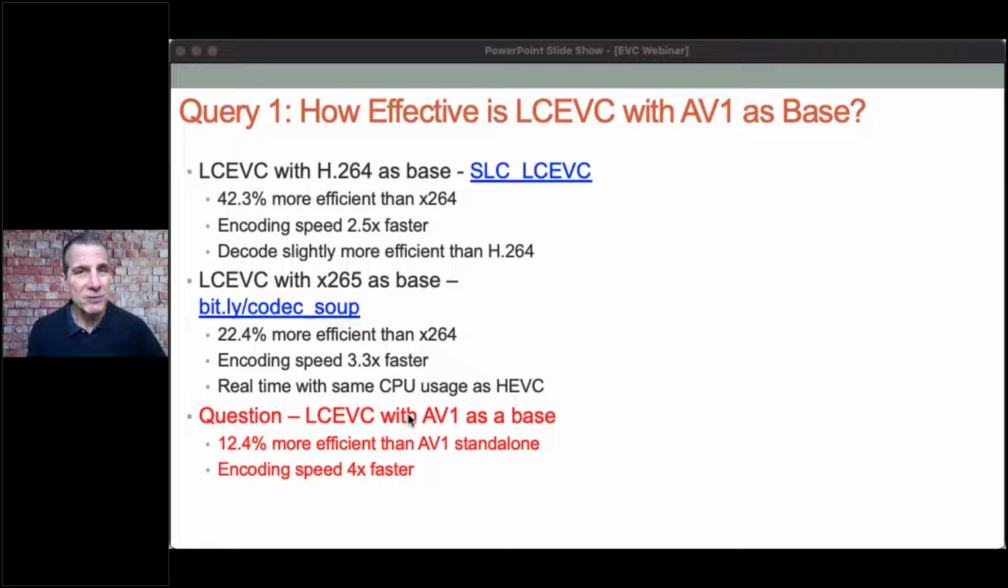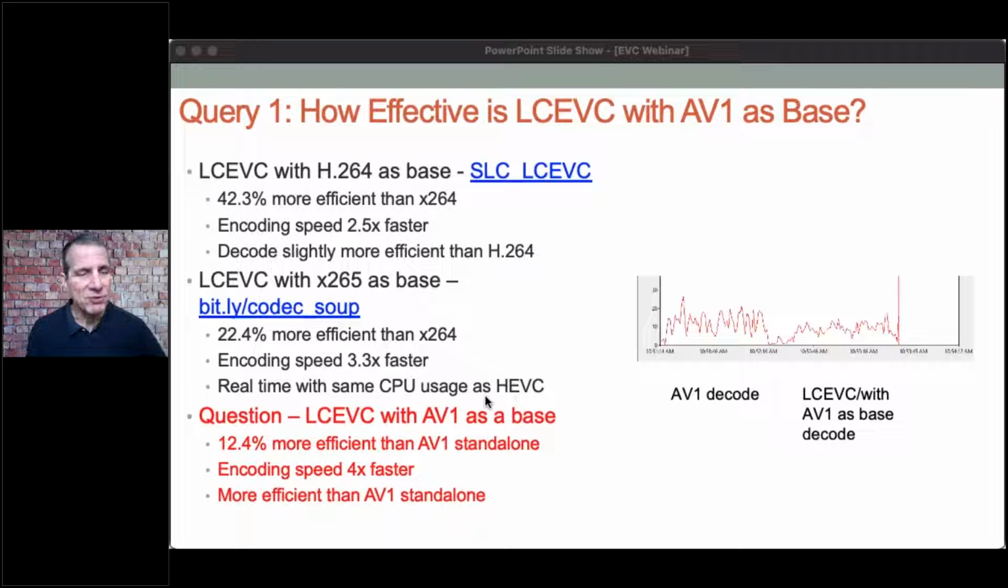The encoding speed was 4x faster, so you get a tremendous benefit in terms of encoding time as compared to AV1 as a standalone codec. And playback was more efficient than AV1 standalone. So what I did here on the right is I played back the AV1-only file for 60 seconds, and this is the CPU utilization on the computer I use for all these tests. And then I played back an LCEVC file with AV1 as a base layer, and we see much less CPU utilization and much lower CPU utilization spikes.